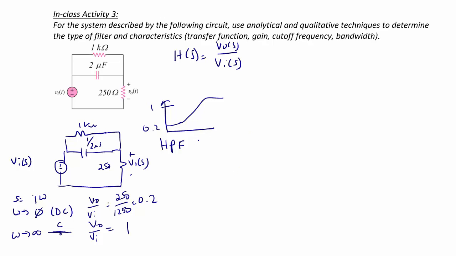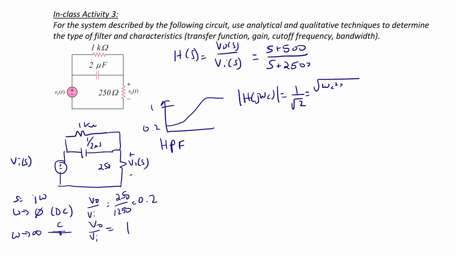In order to determine the cutoff frequency, we need to actually do the analysis and derive the transfer function. So by doing the analysis and deriving the transfer function, you get that the transfer function is s plus 500 over s plus 2500. Now, since this is not one of our standard forms for a high-pass filter, the only way to find the cutoff frequency is to actually do the analysis of H of j omega c. So the magnitude of H of j omega c is equal to 1 over the square root of 2 at the cutoff frequency. So this is equal to the square root of omega c squared plus 500 squared divided by the square root of omega c squared plus 2500 squared.